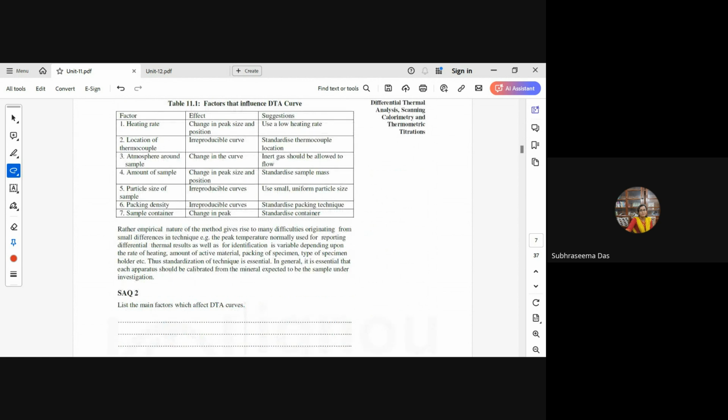When we use a sample which does not have uniformity in the particle sizes, what we observe is irreproducible curves and anomalies in the DTA curve measurement. So it is recommended to use uniform sized particles. These are some of the factors that have been listed.